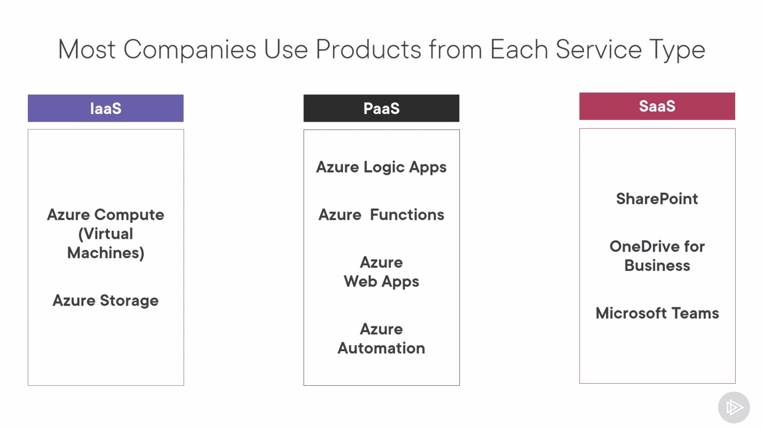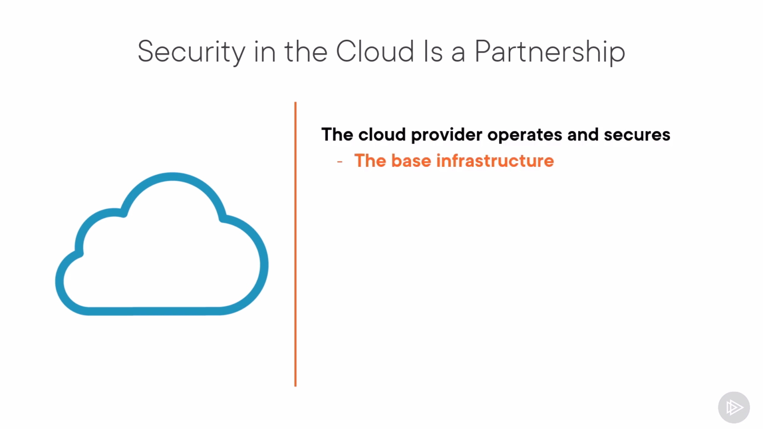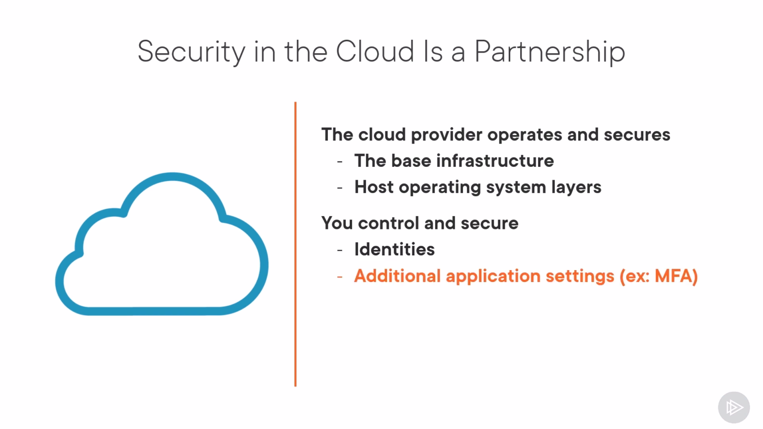Now, why is this important for security? Security in the cloud is a partnership between the cloud provider and you. At a high level, the cloud provider operates and secures the base infrastructure and most of the time the host operating system layers, while you control and secure identities as well as additional application settings, for example, turning on multi-factor authentication or turning it off.